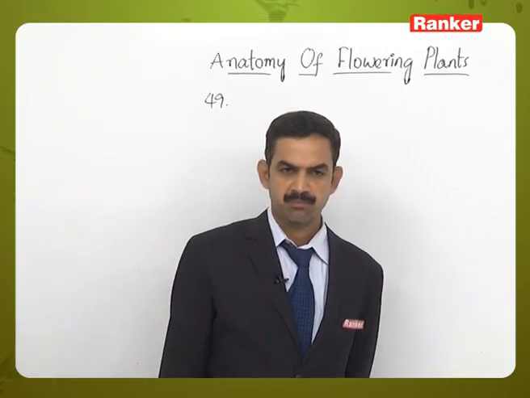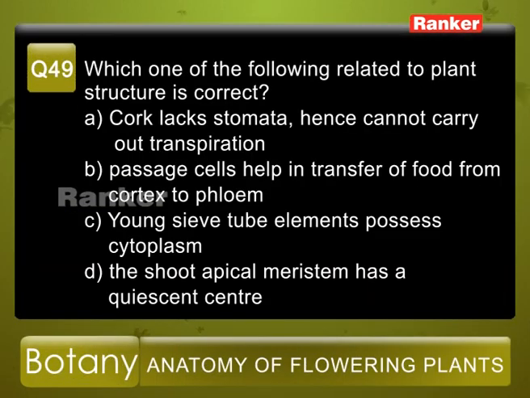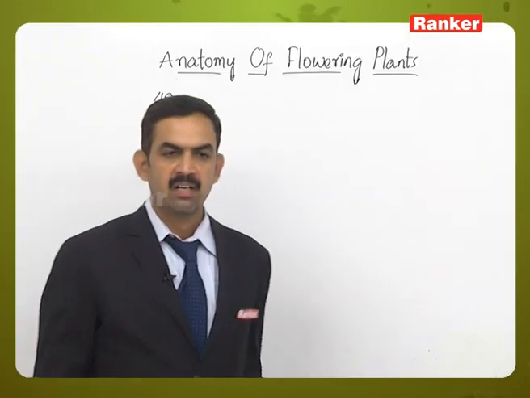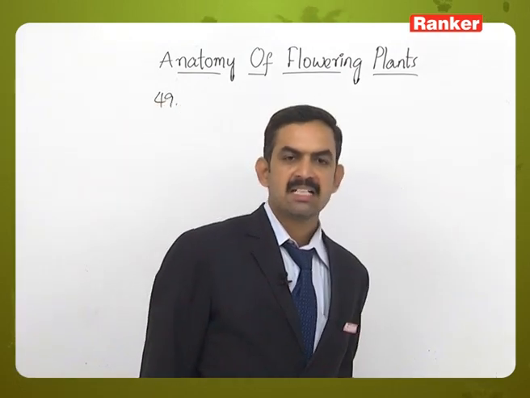Question number 49. Which of the following statements related to plant structure is correct? The given options are: A. Cork lacks stomata, hence cannot carry out transpiration. B. Passage cells help in transfer of food from cortex to phloem. C. Young sieve tube elements possess cytoplasm. D. The shoot apical meristem has quiescent center. So here, from the given options, we have to identify the correct statement.